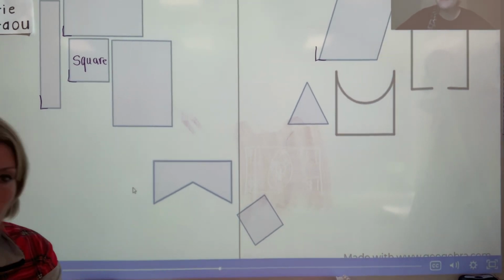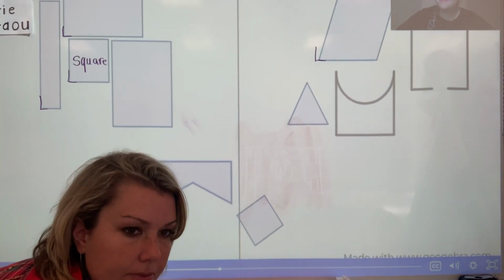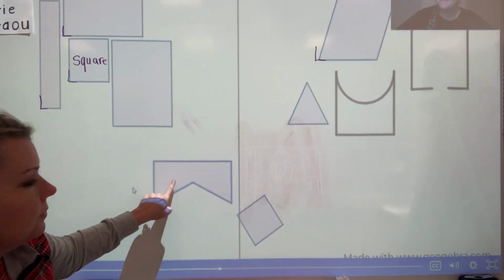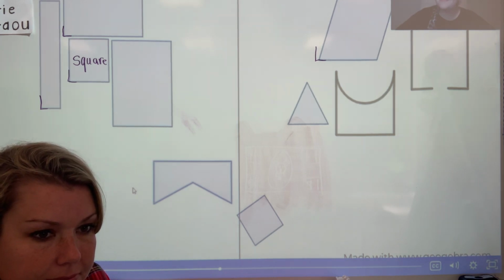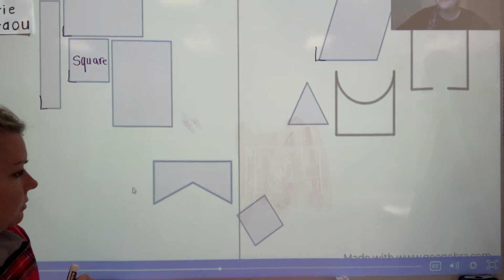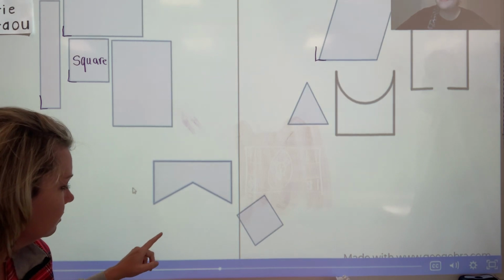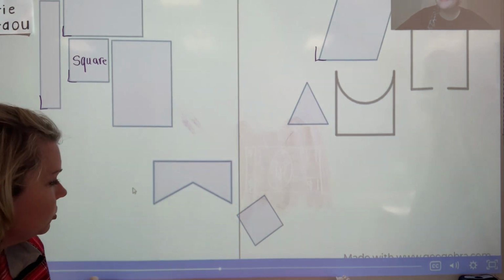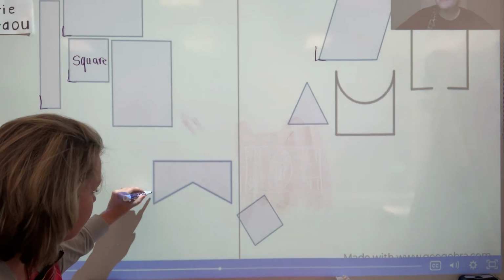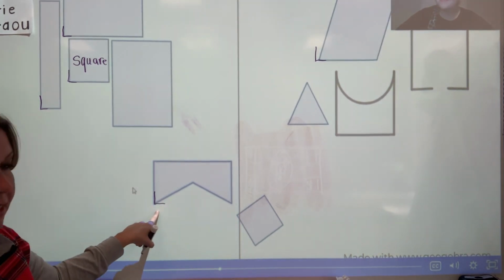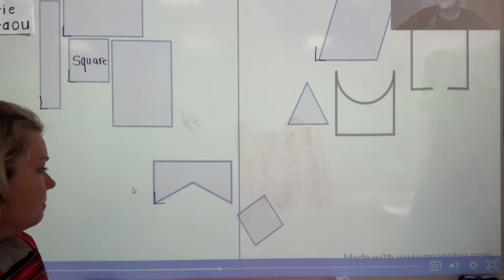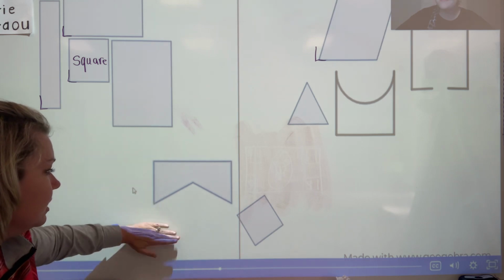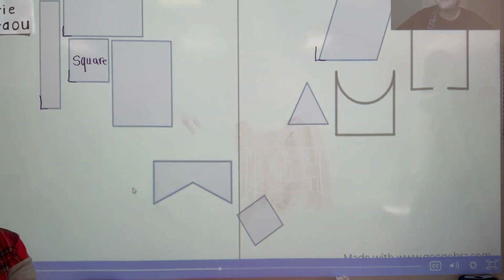Why is this not a rectangle? Because on the bottom it has like a straight line curve. There isn't a curve, it's all straight lines, but look at the corner. Does it make that L that we need? No, the corners don't make that L shape. Very good. Let's see what Ms. Hawkins says.